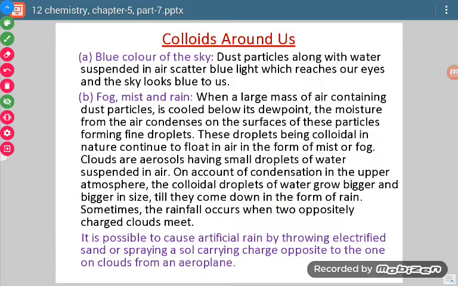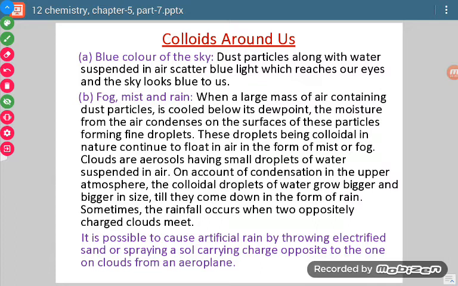It means that a cloud contains water droplets, and those water droplets are dispersed in air. So when these clouds move higher and higher, there is the process of condensation. Because of this condensation, these small droplets of water start coming closer and form bigger and bigger drops, and when the size becomes too big to remain suspended in air, then it falls in the form of rain.